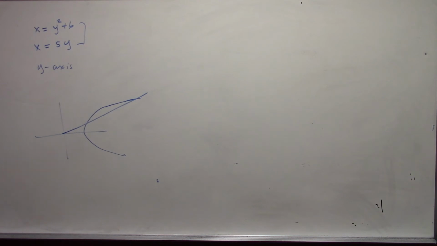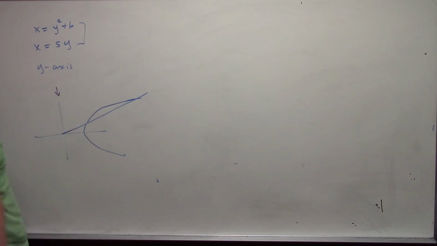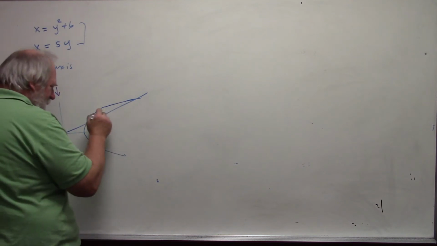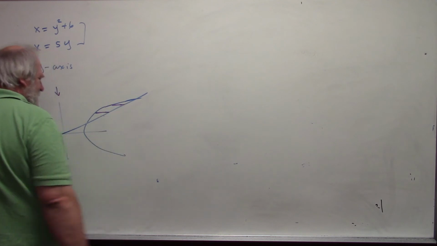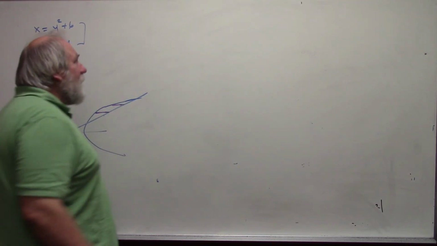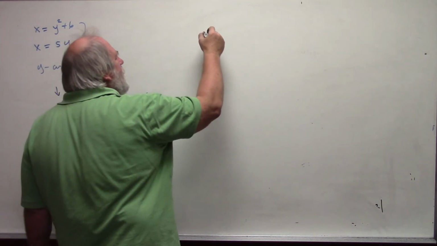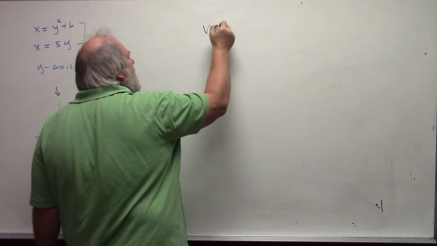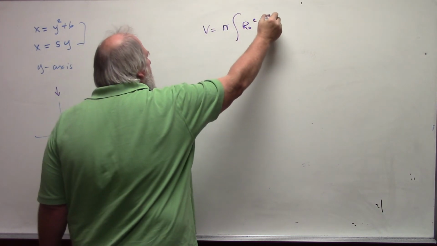If I want to rotate this around the y-axis, my axis of rotation is here. If I draw my rectangle perpendicular to that axis, then we end up with rectangles that look like this, which means that I have to use the washer. So my volume is pi integral r sub o squared minus r sub I squared.